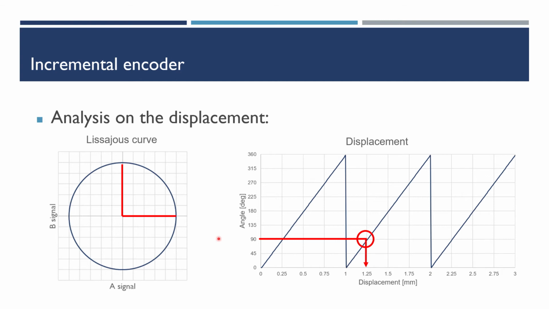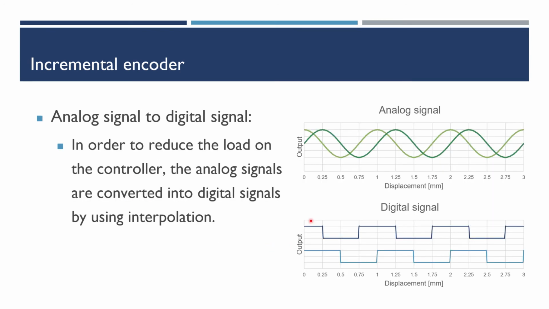And for the direction information, if the sensor is moving forward, then the rotating vector will be in the counterclockwise direction, like the animation shown before. And if the sensor is moving backward, then the rotating vector will be in the clockwise direction, like the animation shown here. Theoretically, the analog signals can be directly used to decode.